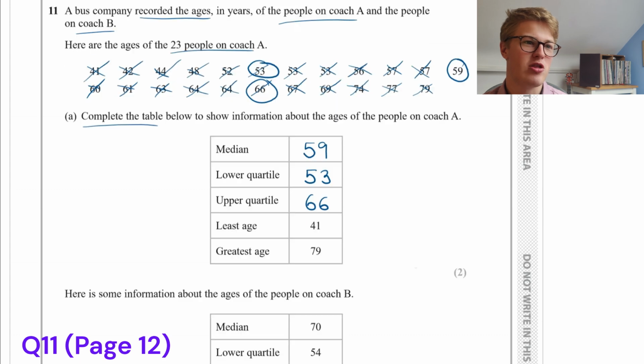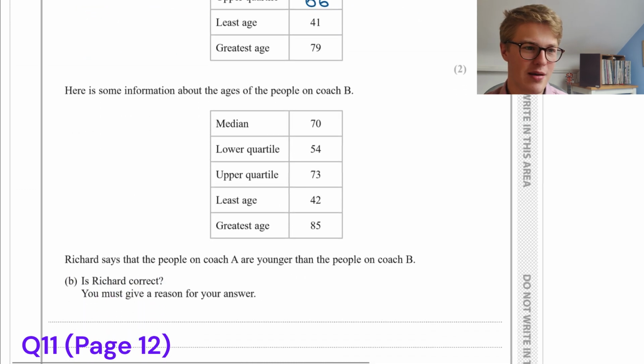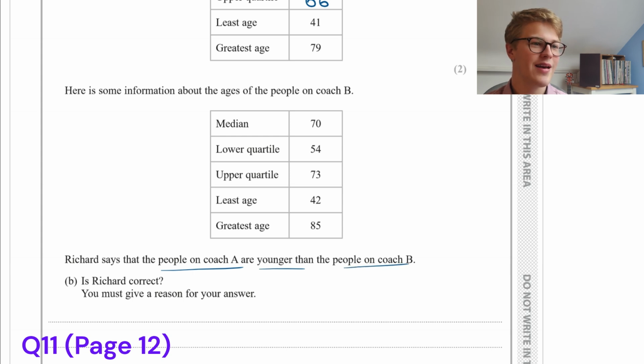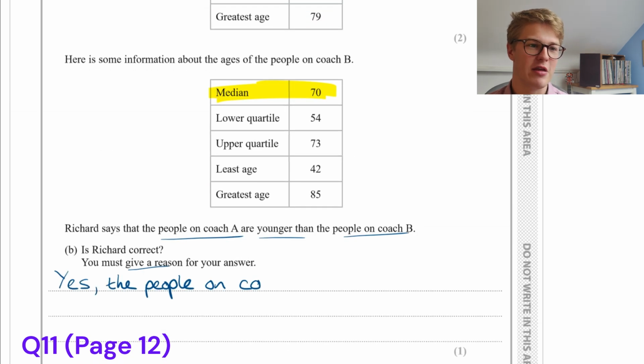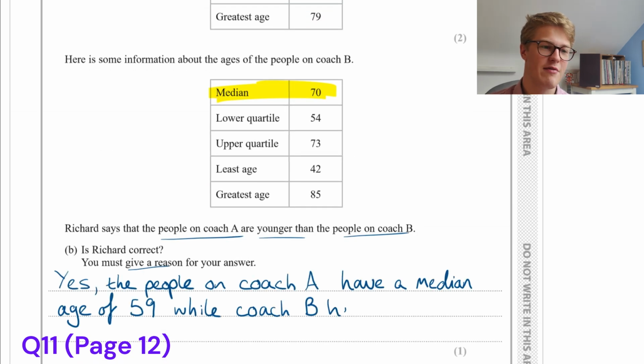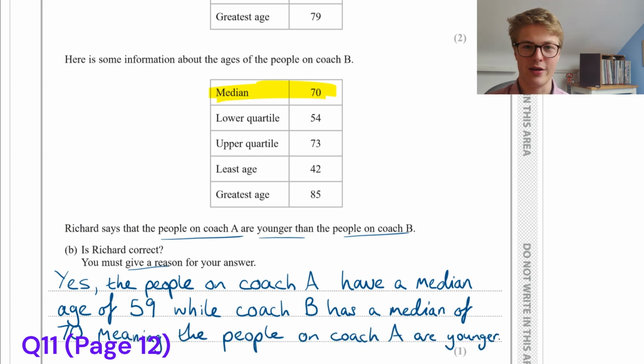Here is some information about the ages of the people on coach B. Richard says that the people on coach A are younger than the people on coach B. Is Richard correct? You must give a reason for your answer. So I said yes, the people on coach A have a median age of 59, while coach B has a median of 70, meaning the people on coach A are younger.